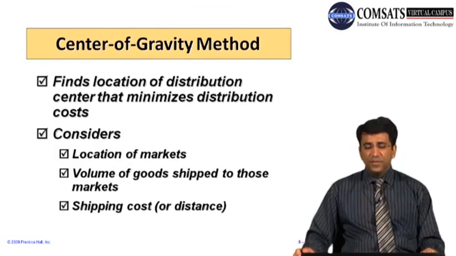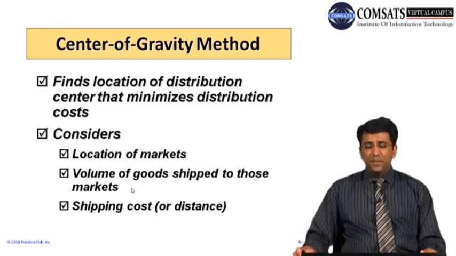Yet there is another important method which can be used for the optimum selection of location. This method is known as the center of gravity method. This method finds the location of a distribution center that minimizes the distribution cost. So this method is related to how we can minimize the distribution cost for our products and services, and that is a very important factor again for the location strategies.